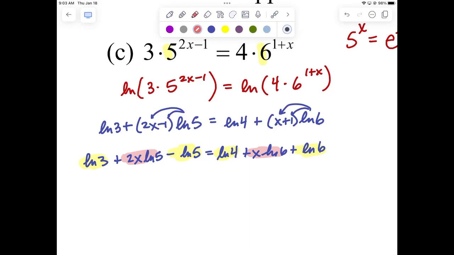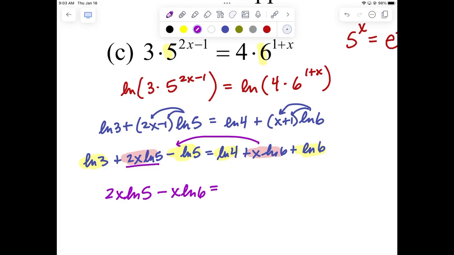Remember what we did? We collected the x's on the left and our numbers on the right. And that's what we're going to do here. So let's go ahead and collect our x terms first. So 2x ln of 5 is already on the left, so he just stays put. And then the x ln of 6 has to come across, doesn't he? So that becomes a minus x ln of 6. Okay? And that's all that I'm going to put on the left.